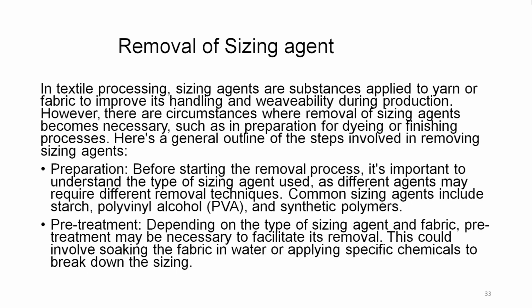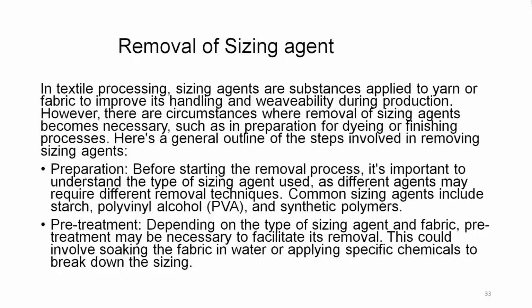First is the preparation. Before starting the removal process, it is important to understand the type of sizing agent used, as different agents may require different removal techniques, and that is what I said, that a strategic plan has to be made for which size has to be removed. So, there will be a different plan for removal of starch, a different plan for removal of CMC, a different strategy for polyacrylamides and so on. Common sizing agents include starch, polyvinyl alcohol and synthetic polymers. Pre-treatment. Depending on the type of sizing agent and fabric, pre-treatment may be necessary to facilitate its removal. This could involve soaking the fabric in water or applying specific chemicals to break down the sizing.